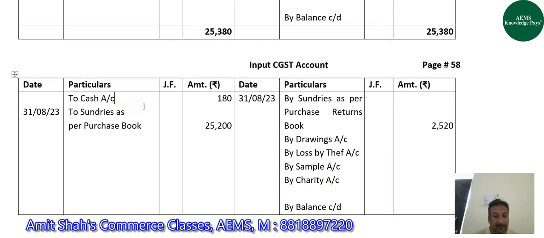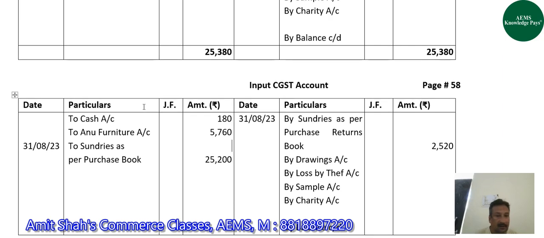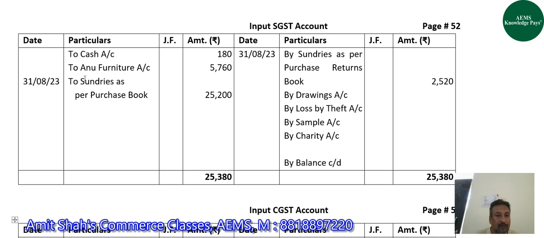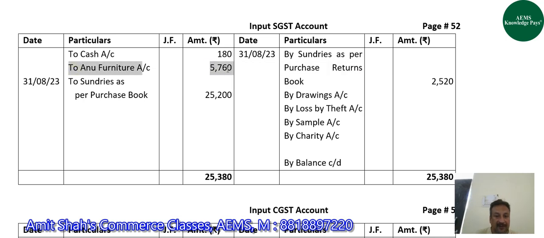The same we will do with input CGST account. So here we will write to Anu Furniture account with 5,760. This is also done. So guys, you first do this in your registers, in your notebooks: the changes in input SGST and input CGST account.